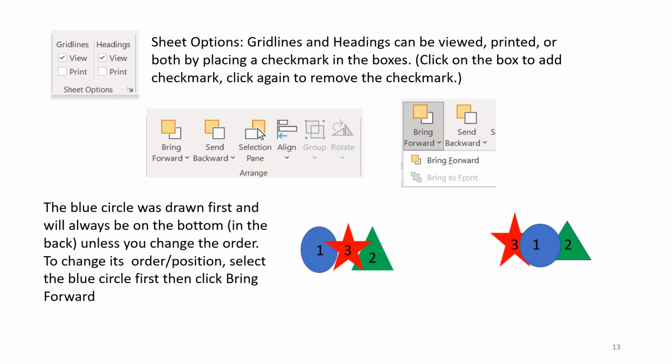Sheet options. Grid lines and headings can be viewed, printed, or both by placing a check mark in the boxes. Click on the box to add a check mark. Click again to remove the check mark.